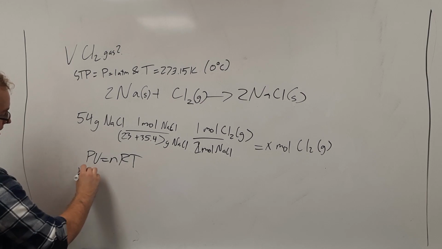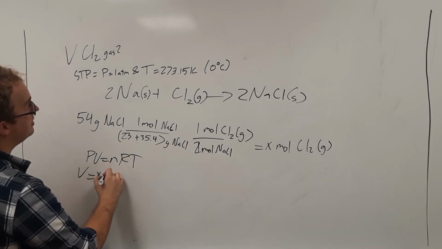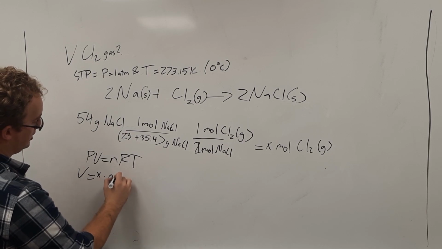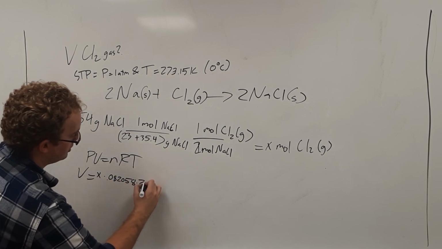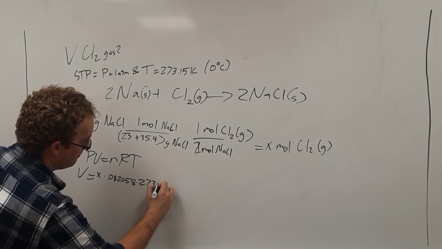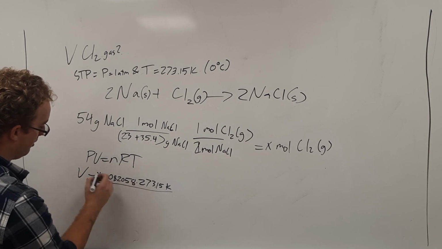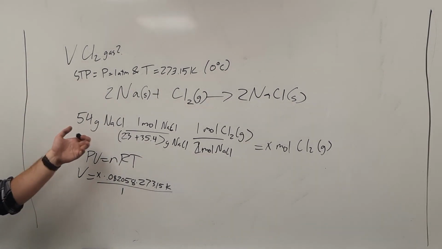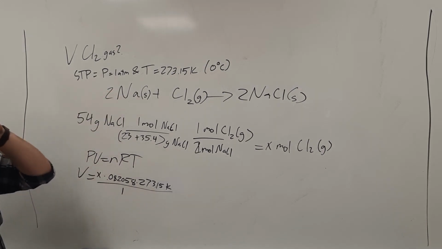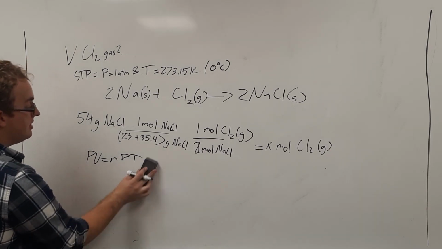So if we solve this for V, it will be our moles, X, times R, which is 0.082058. That's on your equation sheet. Times 273.15 Kelvin, all divided by our pressure, which is 1. And that will give us the volume of Cl2 gas that we would need to produce that amount of grams of sodium chloride.